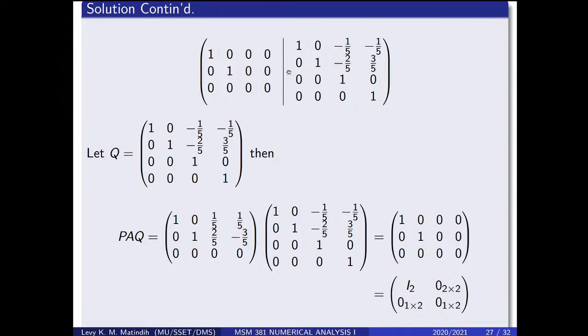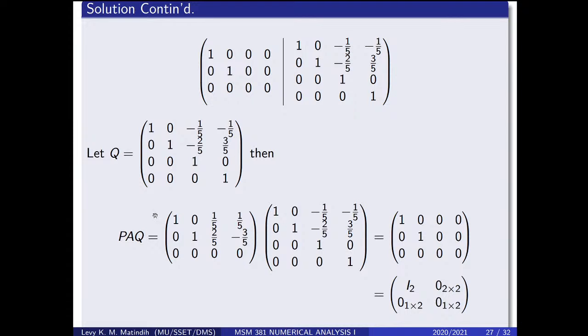Now, after you apply the column operation on the product of P and A, whatever is on the right hand side is the normal form of the matrix A. And whatever is on the right hand side of this partition is your matrix Q. So in short, our matrix Q is this matrix.